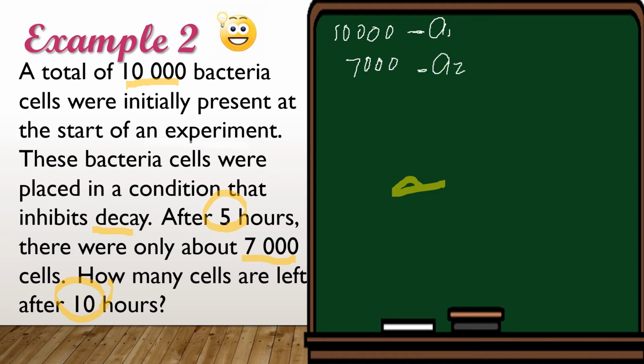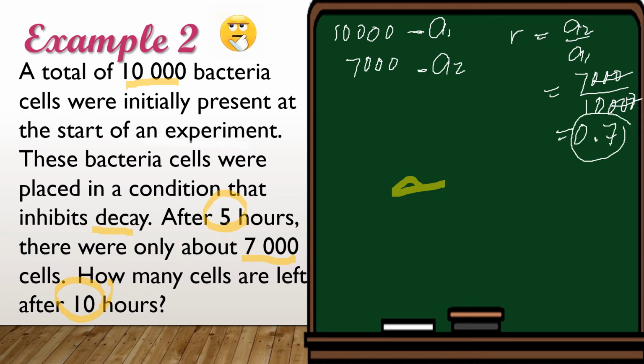What is it telling us? If we have A sub 1 and A sub 2, and we do not know the rate because the rate is not given, we cannot see any percent here, we can apply the previous formula: to get the rate or the ratio, we need to divide A sub 2 by A sub 1. So here, our A sub 2 is 7,000, divided by A sub 1, which is 10,000. This will give us 7 over 10, or 0.7. This is already the decay factor.